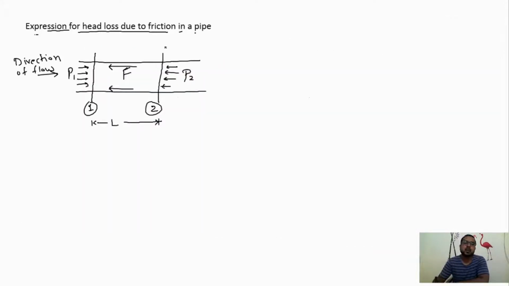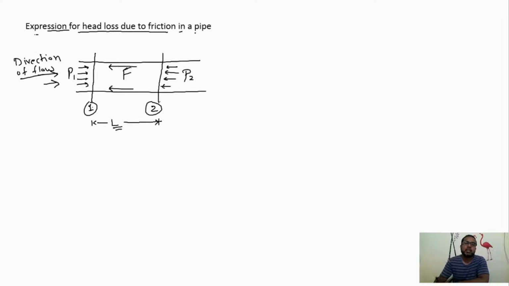Let's see the expression for head loss due to friction in a pipe. This is your pipe, and this is the direction of flow. So flow is taking place here. We consider two sections, section 1 and section 2, at a distance of length L. At section 1, the pressure force P1 acts in this direction, and at section 2, P2 acts in the opposite direction of the flow.